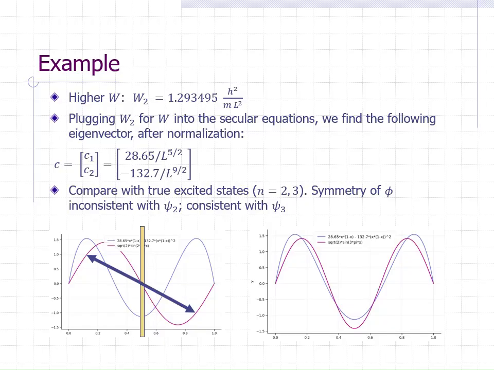The purple curve on the right is the true wave function for the second excited state, n equals 3. Like the trial function, it is symmetric with respect to the middle of the box and also has two nodes. From the plots, we see that the symmetry of the trial wave function is inconsistent with the first excited state, psi sub 2, but consistent with the second excited state, psi sub 3. This confirms our earlier conclusion that the variational solution does not approximate the first excited state in this case, but instead more closely resembles the second excited state.